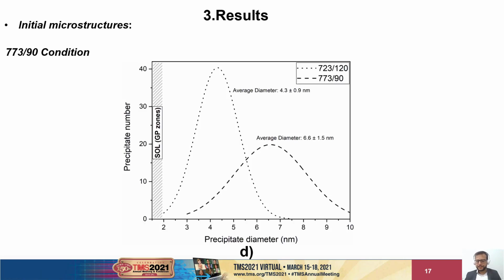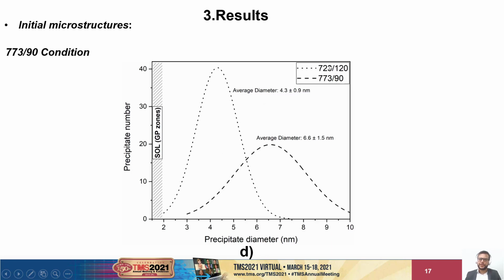And here is the precipitate size distribution, where in the solution condition we find the GP zones ranging up to 2 nanometers. For the 723 condition, we found chromium precipitates with an average diameter close to 4.3 nanometers, and for the alloy in the 773 condition, we found chromium precipitates with an average diameter close to 6.6 nanometers.